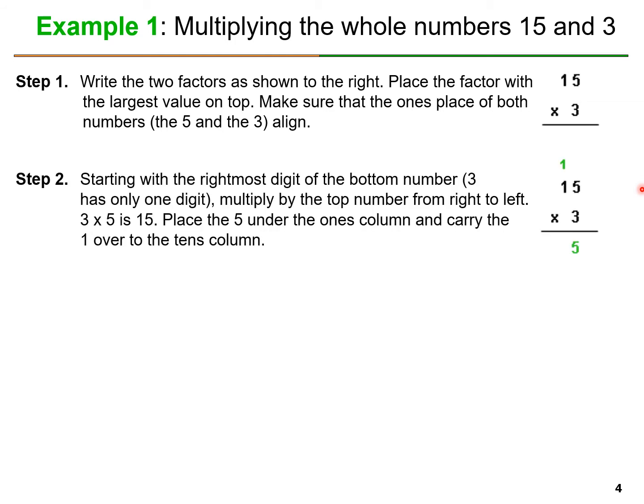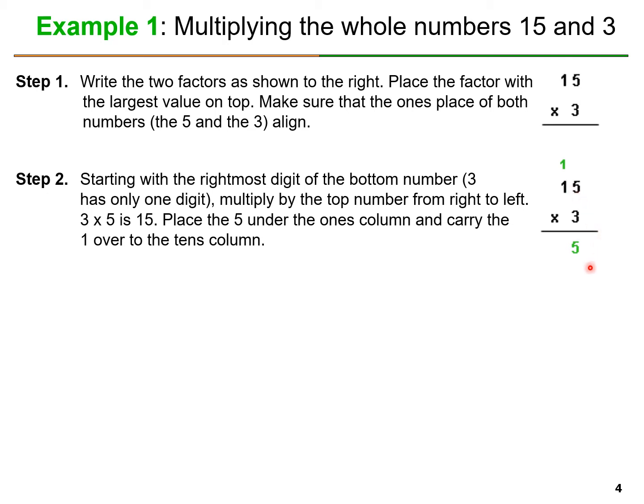Step 2, starting with the rightmost digit of the bottom number. In this case, the bottommost number is 3 and it only has one digit. So we're going to start with 3. Multiply by the top number from right to left. So going from 5 to 1. Okay, so let's go ahead and multiply this 3 by the top number starting from right to left. 3 times 5 is 15.